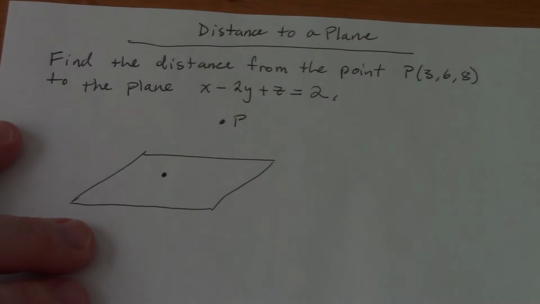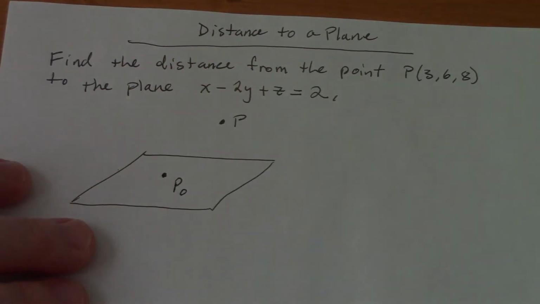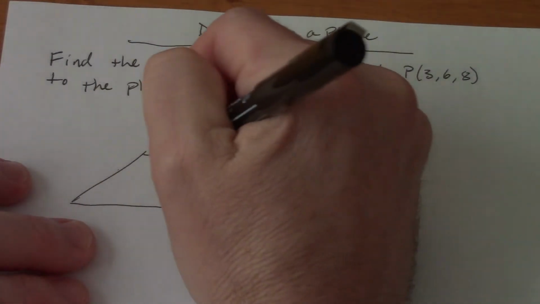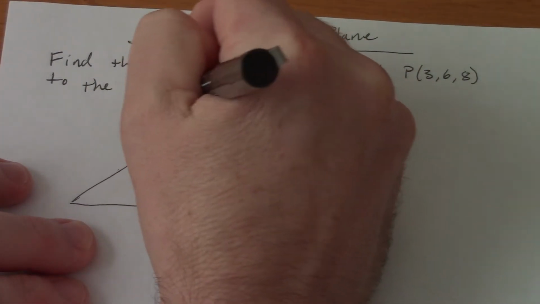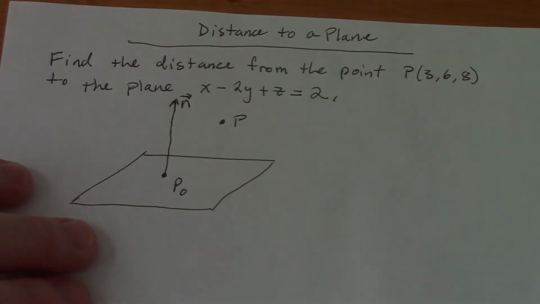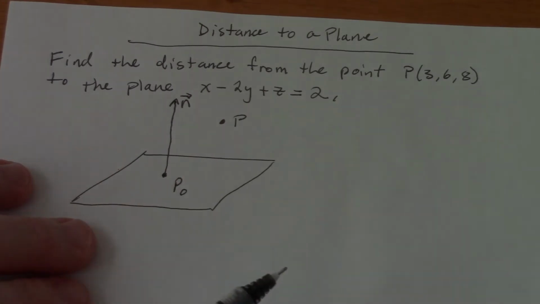So, given a plane, you should be able to find a point on it. We'll call my point P0. And from the equation of the plane, we also have the normal vector. It's embedded in there. We should be able to read it off. Distances to planes are always easy because of the normal vector. The distance between point P and the plane is supposed to be a perpendicular distance.